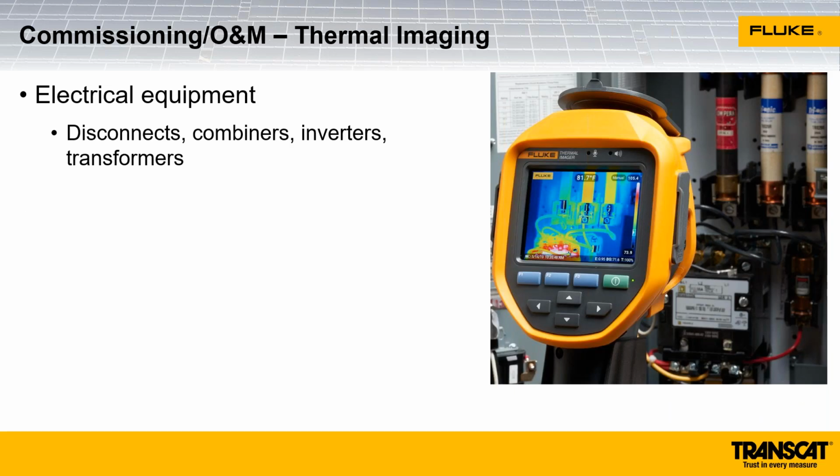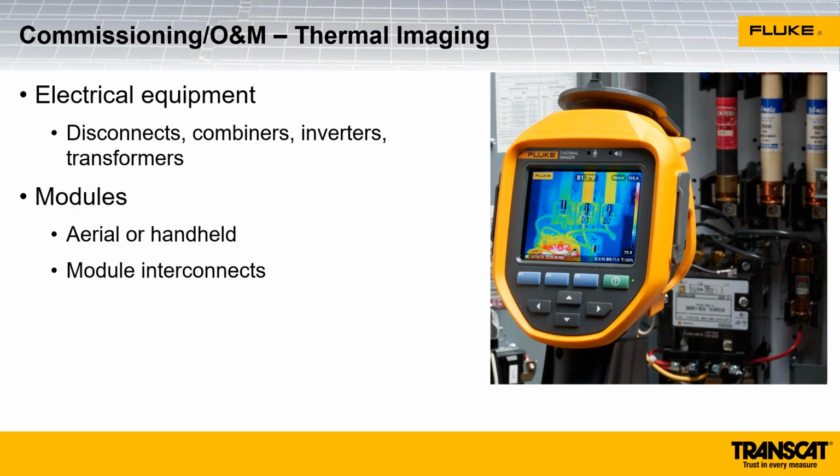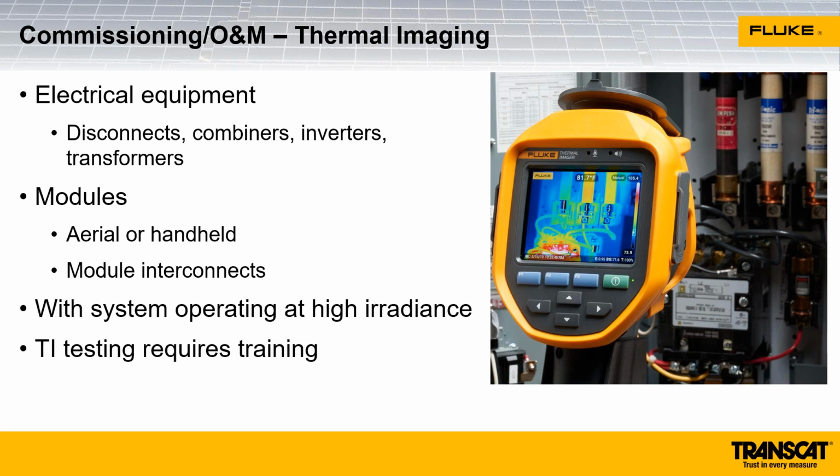Through commissioning and into operations and maintenance, we often do thermal imaging, and we can use it for a bunch of different purposes. When we're looking at electrical equipment, we can use this on our disconnects, our combiner boxes, inverters, transformers, really any piece of electrical equipment. We're also using it on modules, and that could be aerial thermography or with a handheld thermal camera like we see in the picture here. We can also use it on module interconnects.